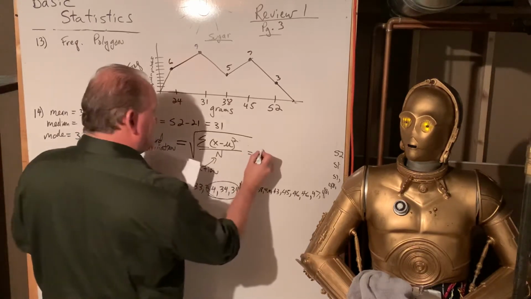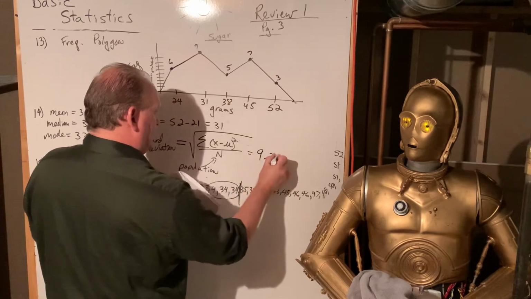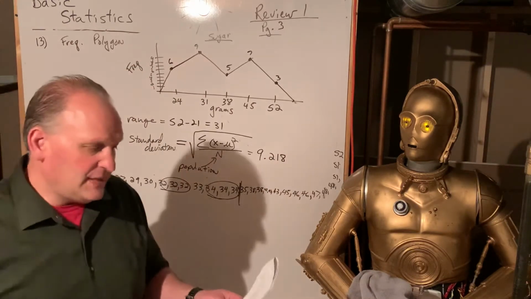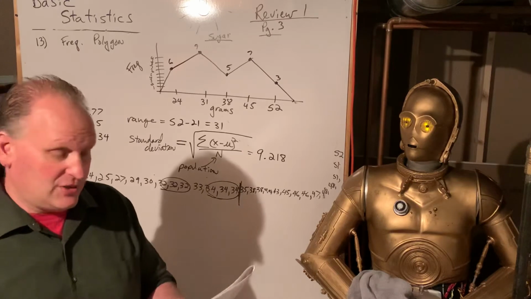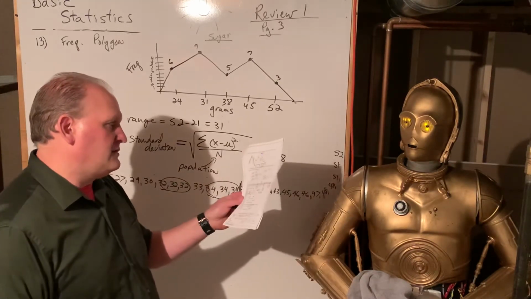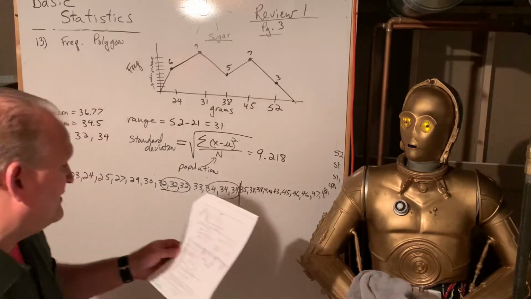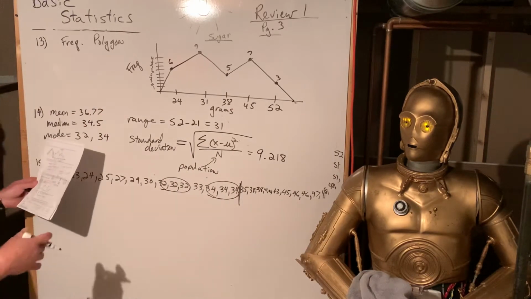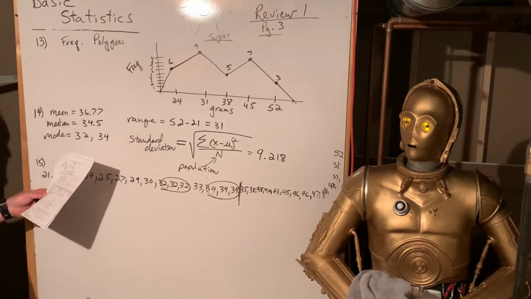So on the test, I'll let you do either one, and I'll tell you what to round to. So you've got to make sure to round to the right number. This one I rounded to thousandths, so 9.218.